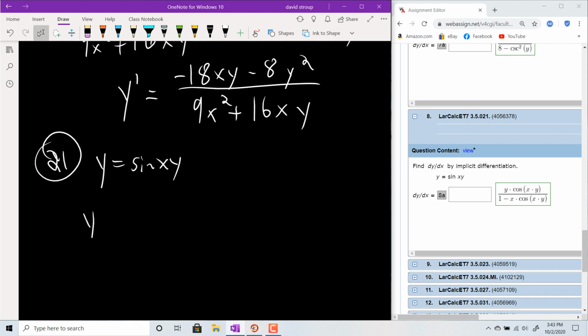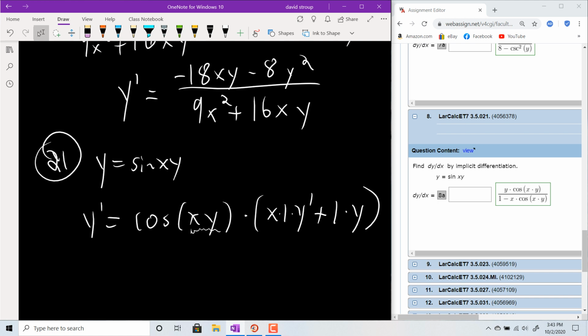So y prime equals cosine of xy, and then it's a chain rule, so times the derivative of xy. And there you have to use a product rule. So leave x alone times the derivative of y, which is 1, then you have to tack on y prime, plus the derivative of x, which is 1, times leave y alone.